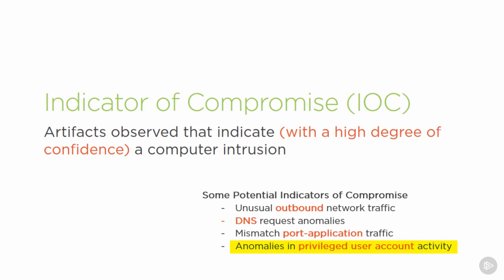Also, anomalies in privileged user account activity. So if we have administrator accounts, for example, or some type of privileged account that people typically don't log into except for doing specific administrative tasks, but then all of a sudden we see a massive spike in the logins or attempted logins from those privileged accounts, well, then we know that could be a potential IOC as well.